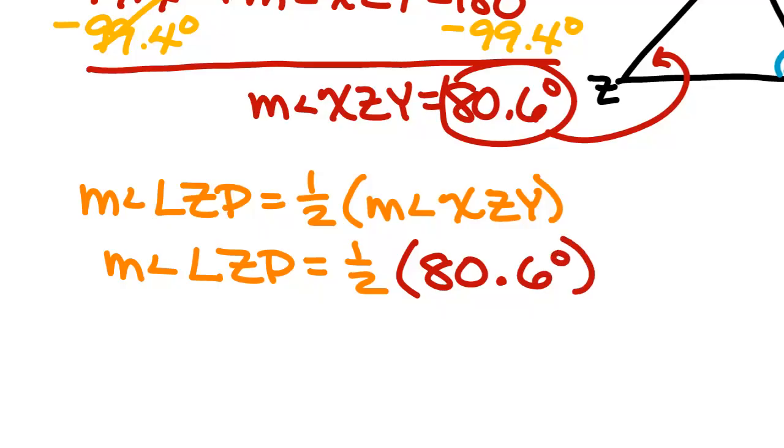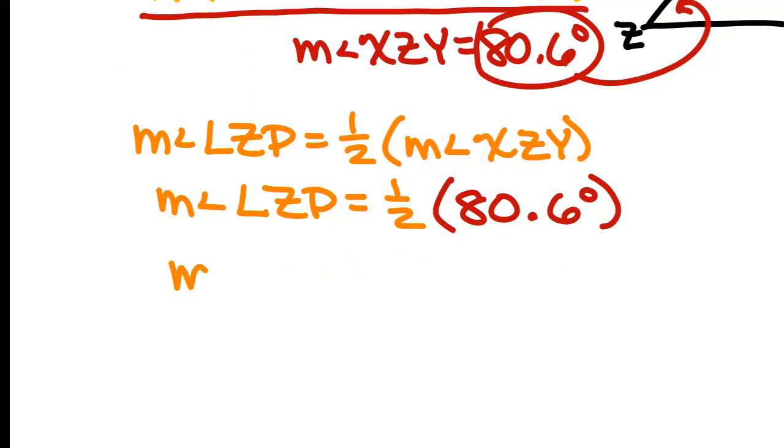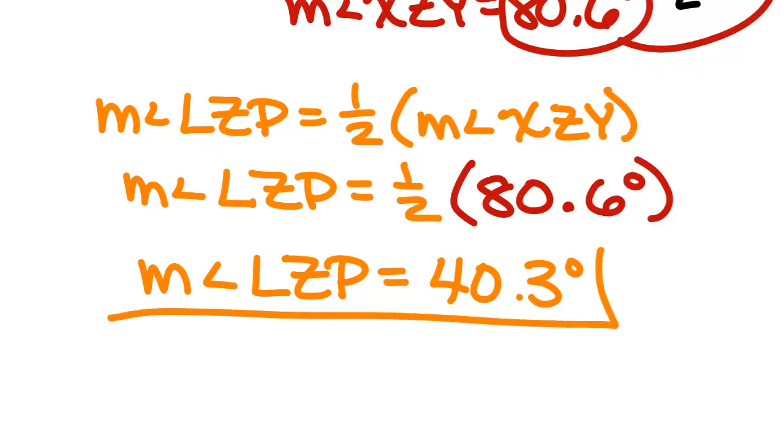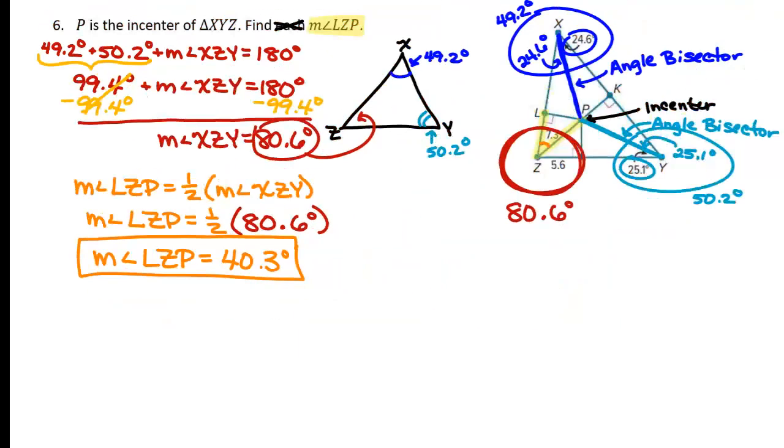What is half of 80.6? 40.3. Nicely done. All right, let's go look at number 7.